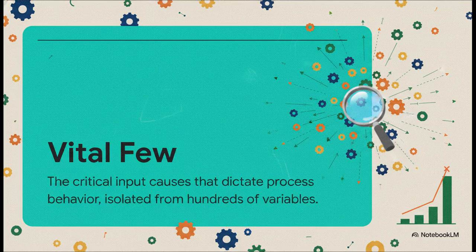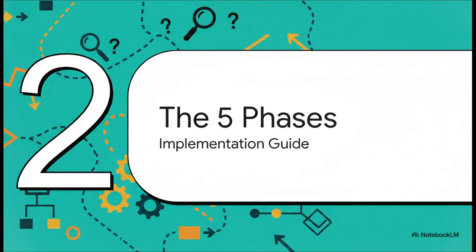Now, a single process might have hundreds of potential variables. So DMAIC is a scientific hunt to isolate what quality engineers call the vital few. We don't want to tweak things based on a gut feeling or some random brainstorming session. We want to statistically quantify exactly which critical inputs dictate how the process behaves. Once we nail down those vital few, we can minimize deviation and elevate the whole system to a 6 sigma quality level. And mathematically, that means no more than 3.4 defects per million opportunities. Crazy, right? Moving on to Section 2, the 5 implementation phases.